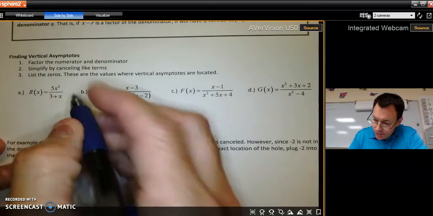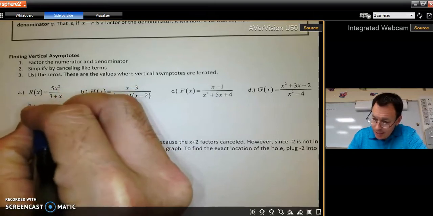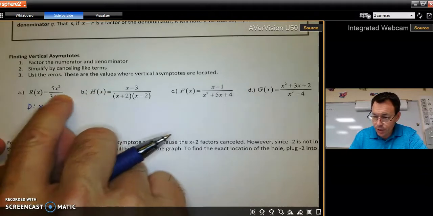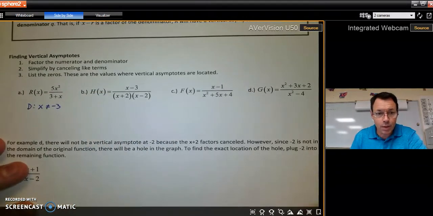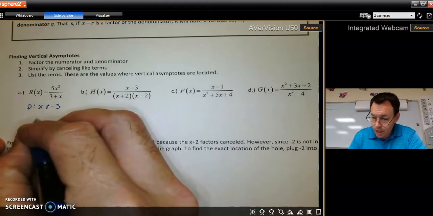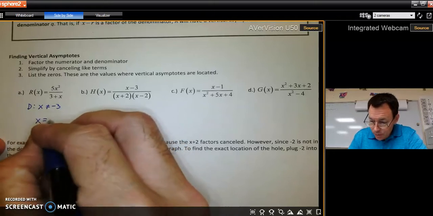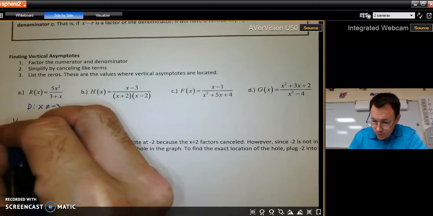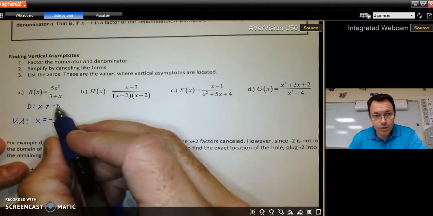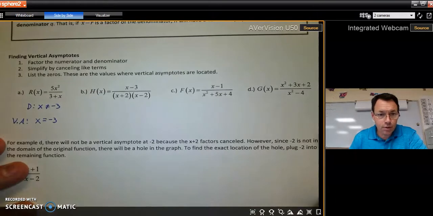So this has a domain restriction that x cannot equal negative 3. If you put a negative 3 there, you're going to get a 0 in the denominator. That's our domain restriction. That means that the vertical line, which vertical lines we write as x equals, the vertical line x equals negative 3 is our vertical asymptote. That's it. Find your domain restriction. If that's a value you're not allowed to plug in, that is going to be our vertical asymptote.